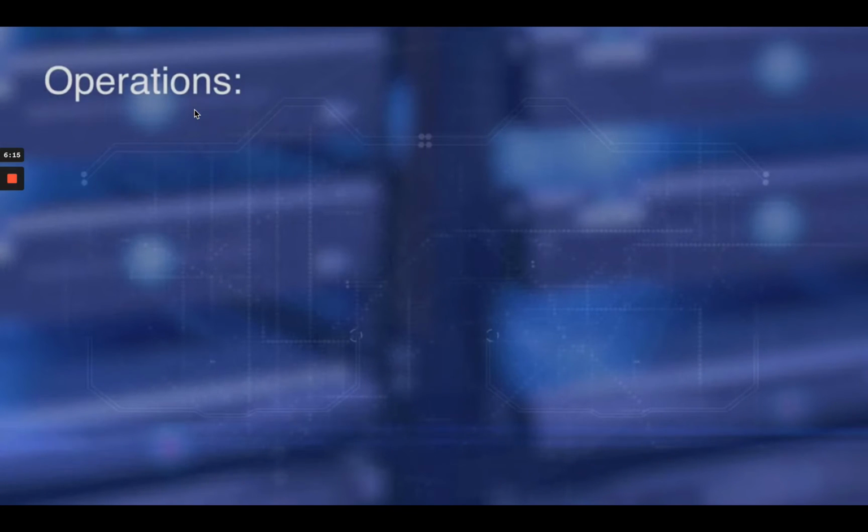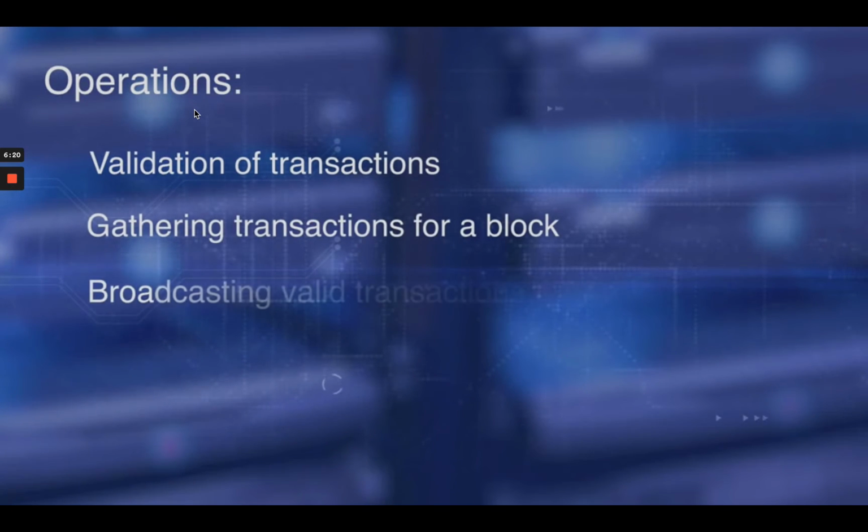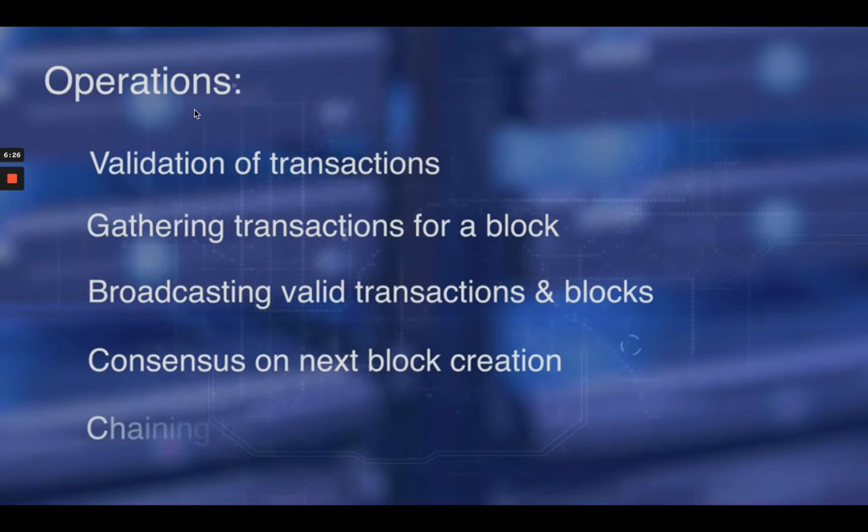Now that we have reviewed the basics of a blockchain and its basic structure and origin, let's consider the basic operations in a blockchain. Operations in the decentralized network are the responsibility of the peer participants and their respective computational nodes, for example, laptop, desktop, and server racks. These operations include validation of transactions, gathering the transactions for a block, broadcasting the valid transaction in the block, consensus on the next block creation, and chaining the blocks to form an immutable record. In this lesson, we explore some of the fundamental operations of the Bitcoin blockchain.